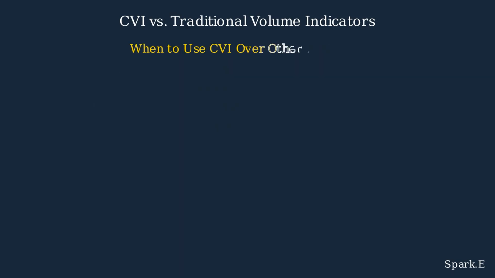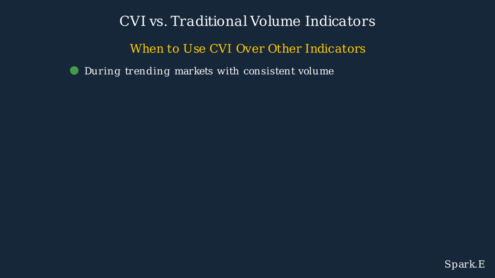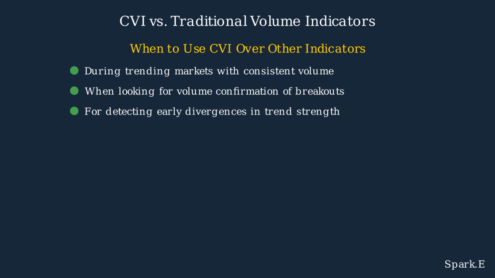Let's discuss when traders might prefer to use CVI over other volume indicators. CVI works particularly well during trending markets with consistent volume. It's excellent when looking for volume confirmation of price breakouts. CVI excels at detecting early divergences in trend strength, often before they become visible in other indicators. It's particularly useful when analyzing markets with high volatility, where other indicators might give false signals.